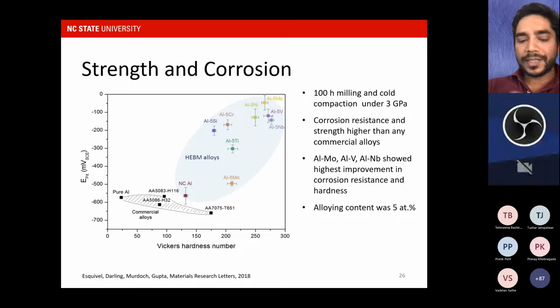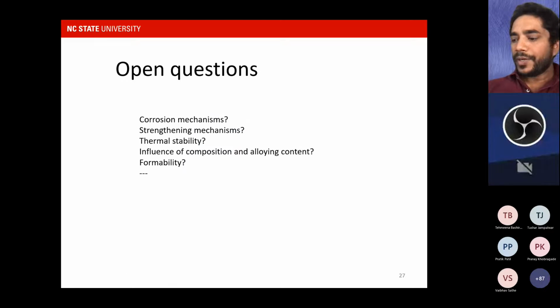We can change the composition and so on. But we wanted to stop here and see what would be the best strategy to further increase the corrosion resistance, use them in real life, and understand what happens. So in order to further design these alloys, we really need to answer some really hard questions. We really need to know the key corrosion mechanisms.